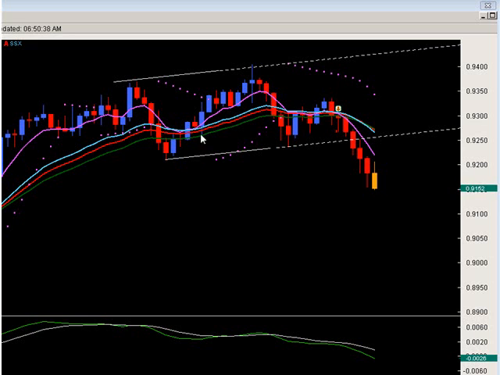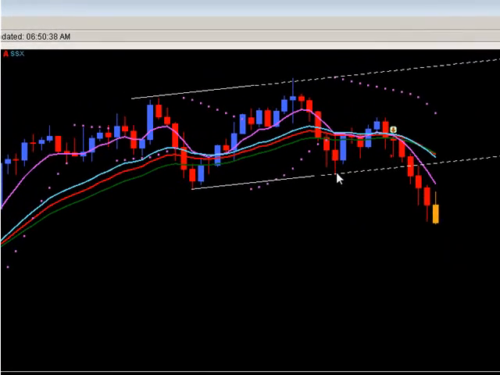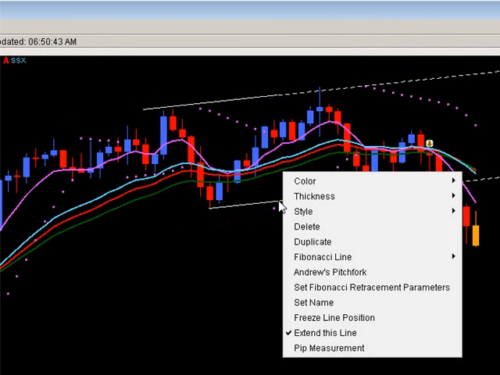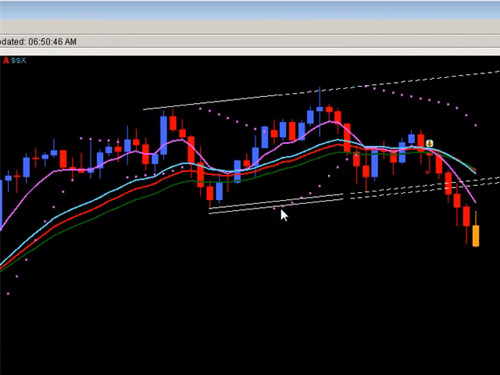So you can see we have this double touch on the top and double touch on the bottom. The technique goes like this. What we're looking for is we create a third parallel line and we put it right in the middle of that channel. The reason why we do that is we use this as a filter to communicate to you as traders where this channel is likely going to break out.